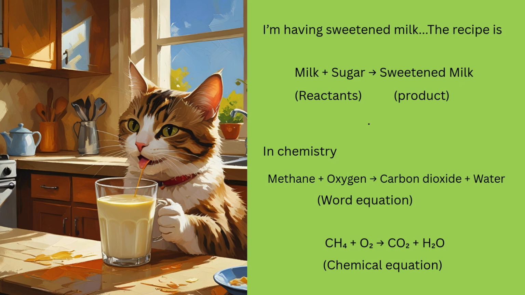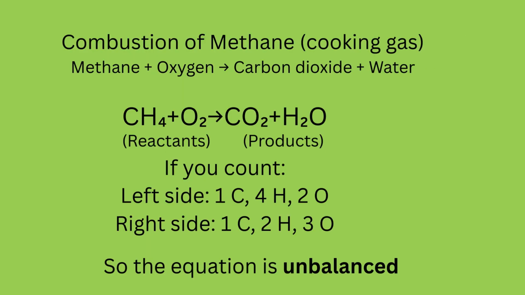Starting substances are called reactants and the new substances formed are the products. The chemical equation of the combustion of methane, or cooking gas, is written as CH4 plus O2 gives CO2 plus H2O. Is the equation correct? According to the law of conservation of mass, the mass of reactants should be equal to the mass of products in a closed system. Let's check if the mass is the same.